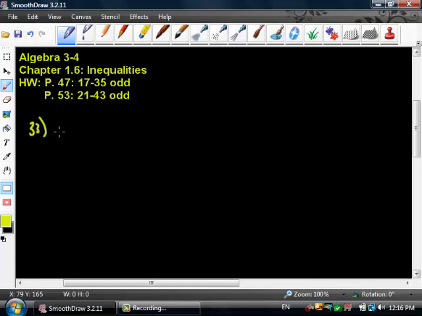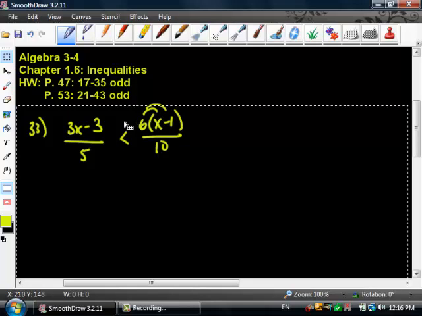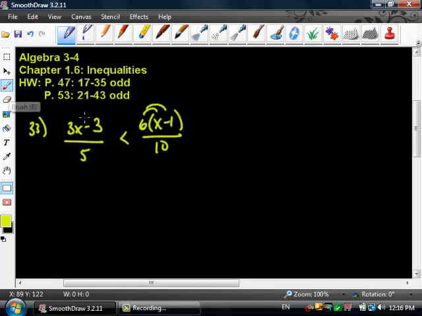33. Let's jump way ahead. 3x minus 3 over 5 is less than 6 times x minus 1 over 10. The first thing I'm going to do is distribute the right side and simplify that. I will get 6x minus 6, right? Over 10.